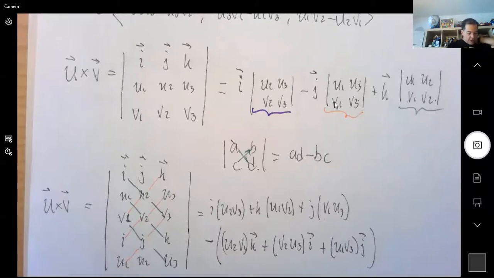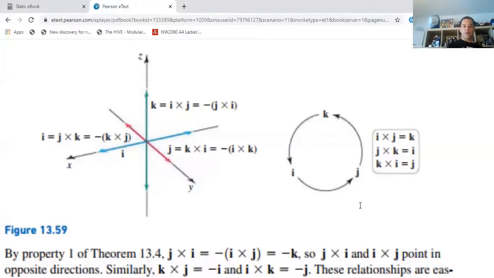What we're going to be doing now is some exercises. So let's start by calculating an example. Let me show you first diagrams from the book. So this is the circular arrangement that reminds you how they go.